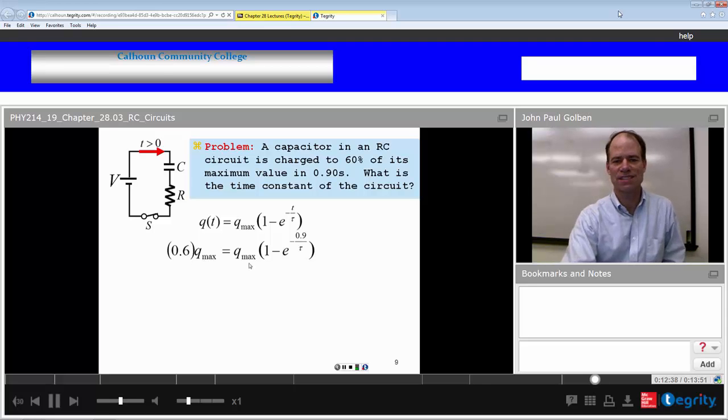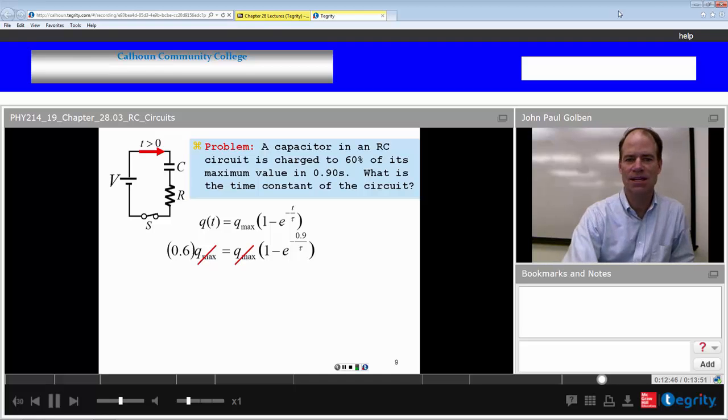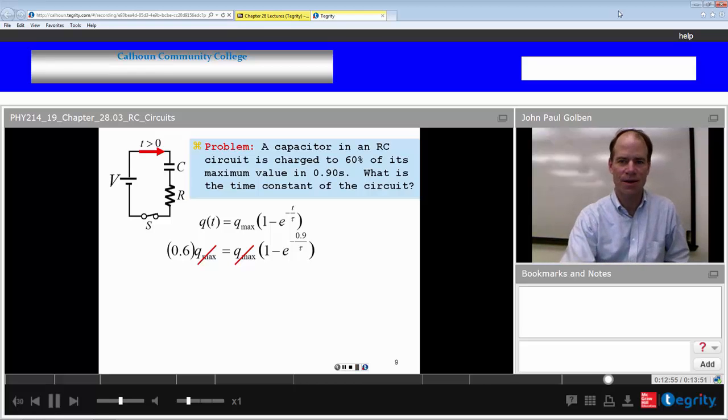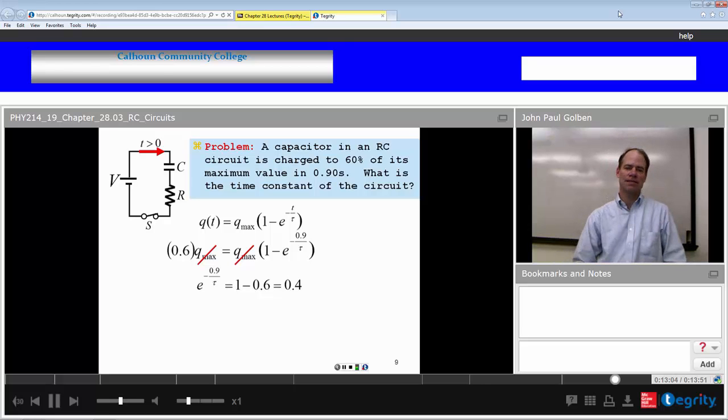So I have 0.6 Q max equals Q max times 1 minus e to the negative 0.9 seconds over tau. The Q maxes cancel out, and I have an equation with only one unknown, tau. I can solve this for my time constant, tau. Subtract 0.6 from both sides, add e to the negative 0.9 over tau to both sides. So I have e to the negative 0.9 over tau is equal to 1 minus 0.6, or 0.4.